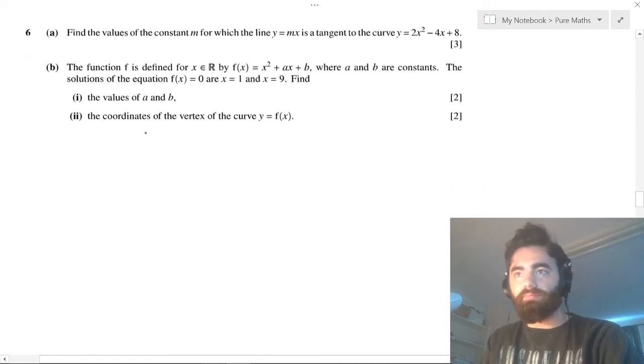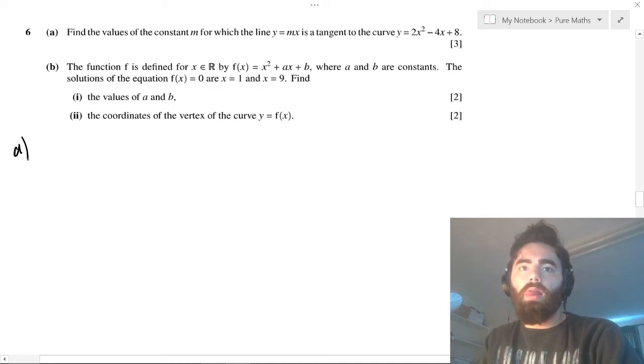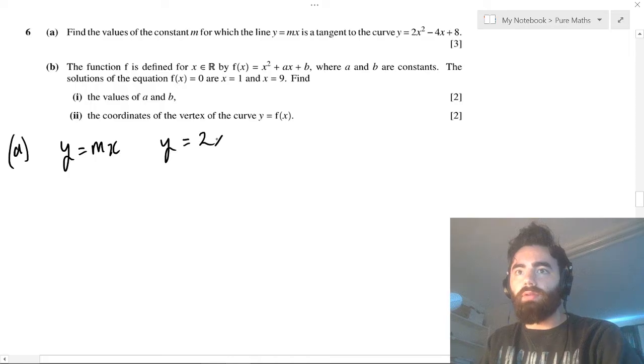Question 6. So we find the values of the constant m for which the line y equals mx is tangent to the curve. So we have a line y equals mx, and we have a curve y equals 2x squared minus 4x plus 8.